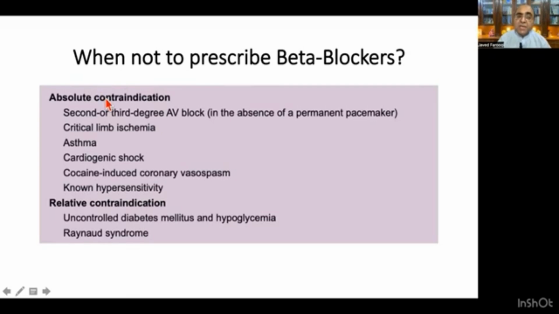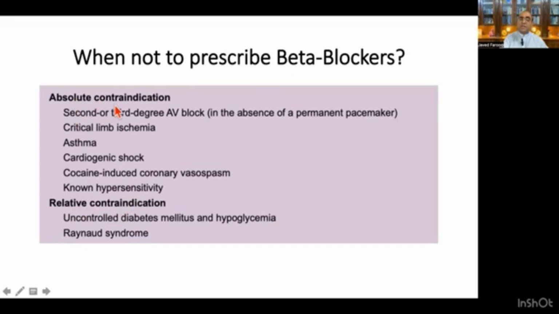So the contraindications may be absolute or relative. Relative contraindications are when a patient has uncontrolled diabetes with multiple spells of hypoglycemia, or the patient has Raynaud syndrome. So in these two conditions, when you treat the underlying diabetes and prevent the hypoglycemic events, or treat the Raynaud syndrome, then you can start this patient on the beta blocker carefully. So these are the relative contraindications.